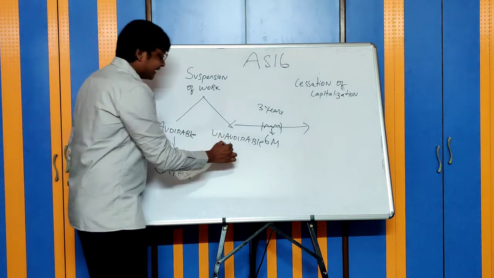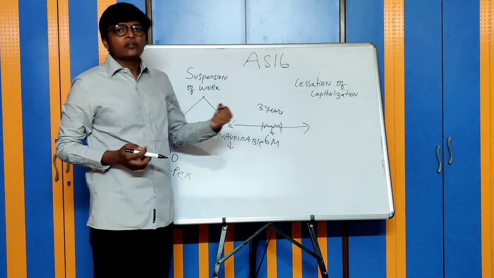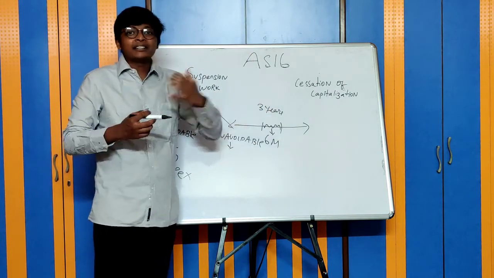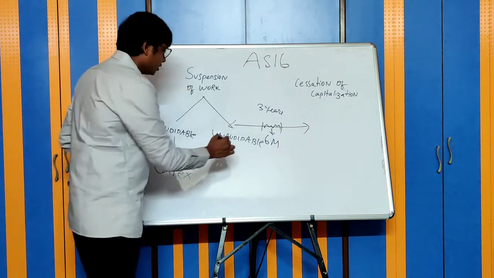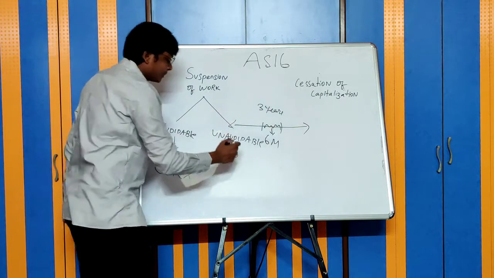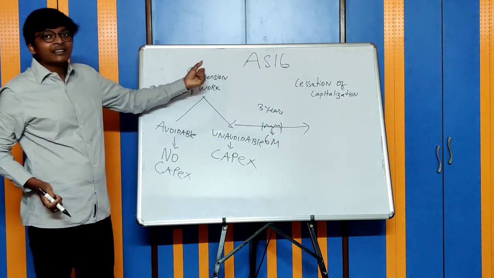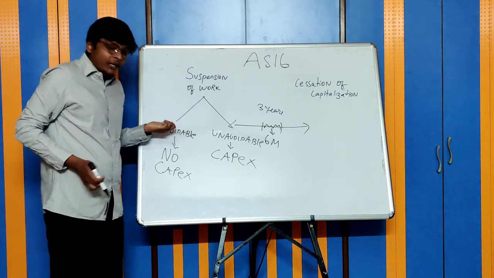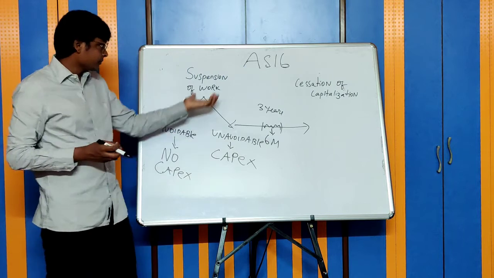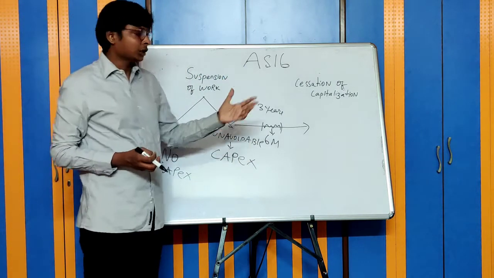Unavoidable reasons. Example, a flood came, there was a cyclone. Because of all these reasons, because of coronavirus pandemic, because of unavoidable reasons not within my control, then even during this suspension time, you can continue to capitalize. Hence, if the work is suspended and it is avoidable within your control, then capitalization is not permitted. If it is unavoidable reasons, then capitalization can continue.